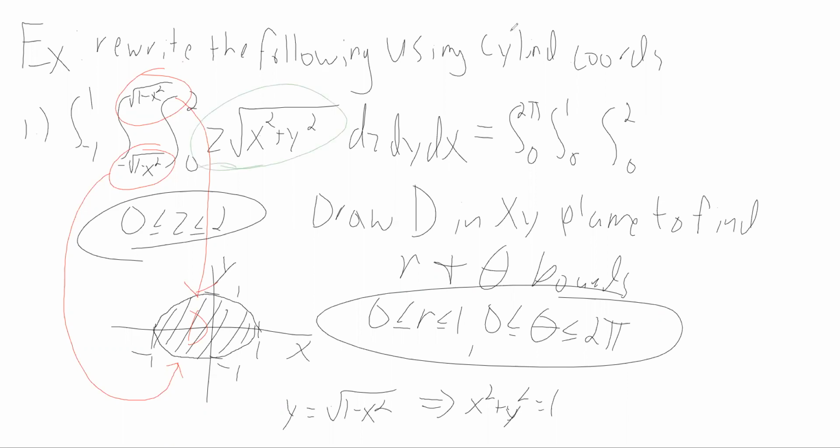Okay, now our function z times square root x squared plus y squared. When we change to cylindrical, what does that become? Well, z becomes z. And what is square root of x squared plus y squared? So x squared plus y squared is what in cylindrical? R squared, right? The square root of r squared is just r. And so that whole function just becomes z times r.